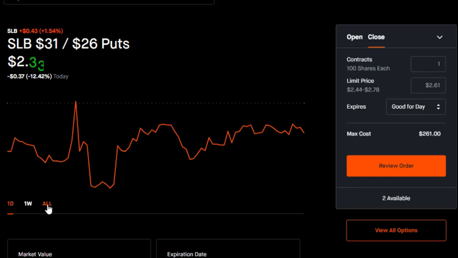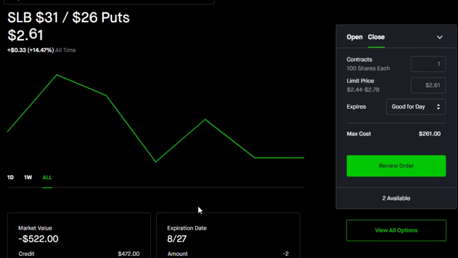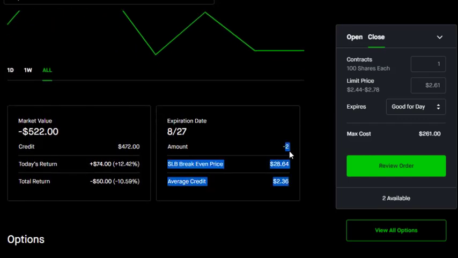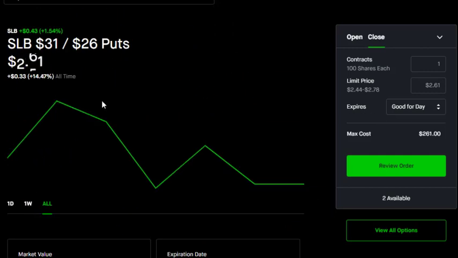Lastly, here we have SLB. This has been really the biggest loser for me. I did roll this out in time for a pretty big credit, and I did roll it down here to $31. The problem here is that I have 2 contracts at risk instead of 1, which was a bit of a mistake and why this is such a big money loser for me right now. Seems like it's trending down and that I might be able to make a little bit of money here.